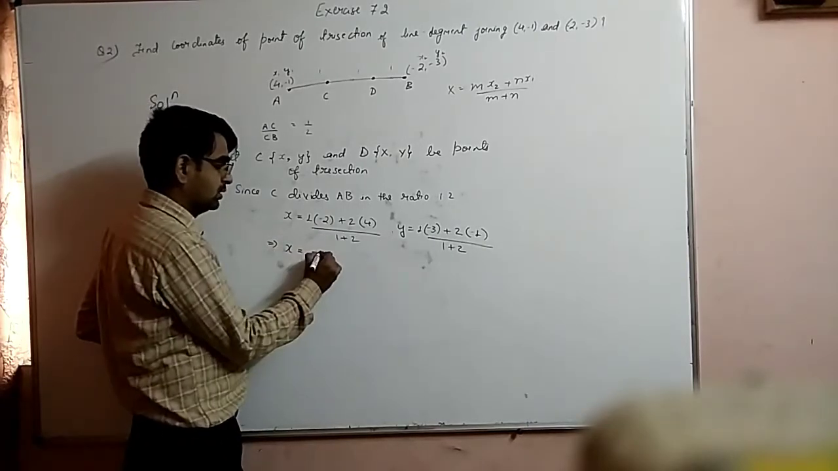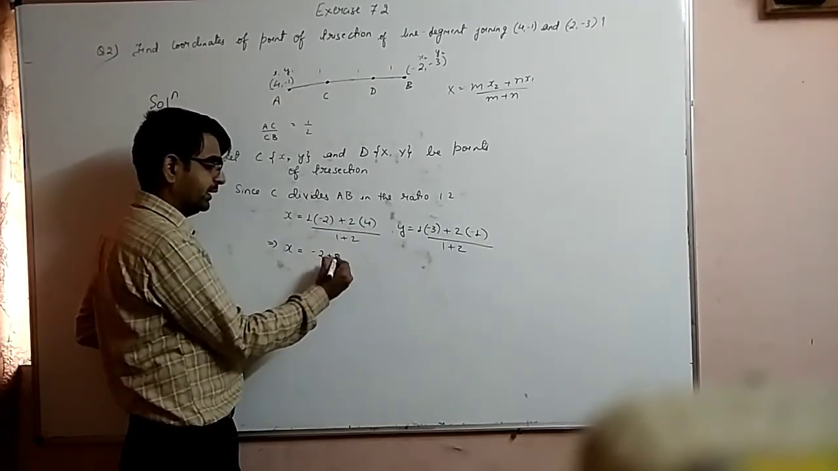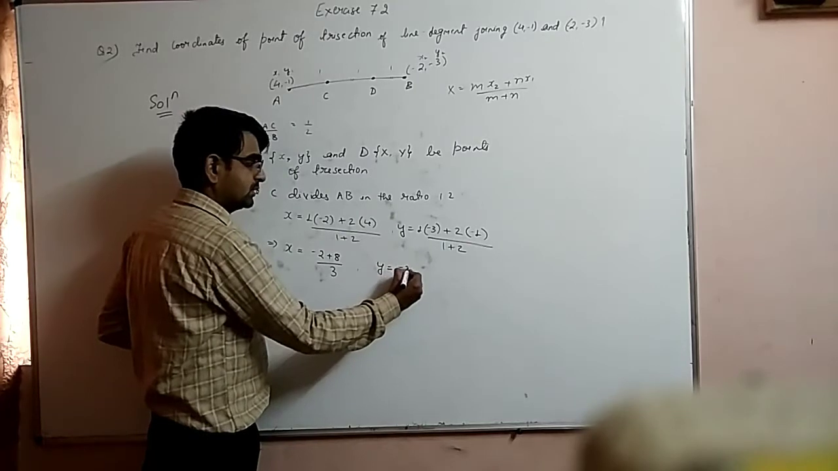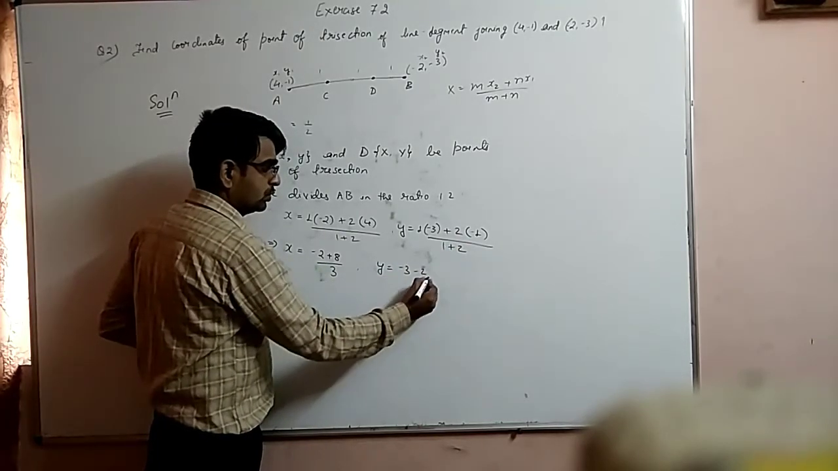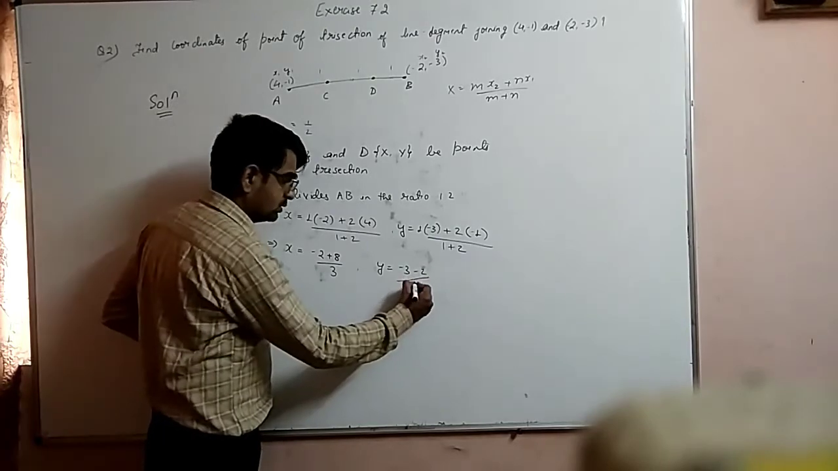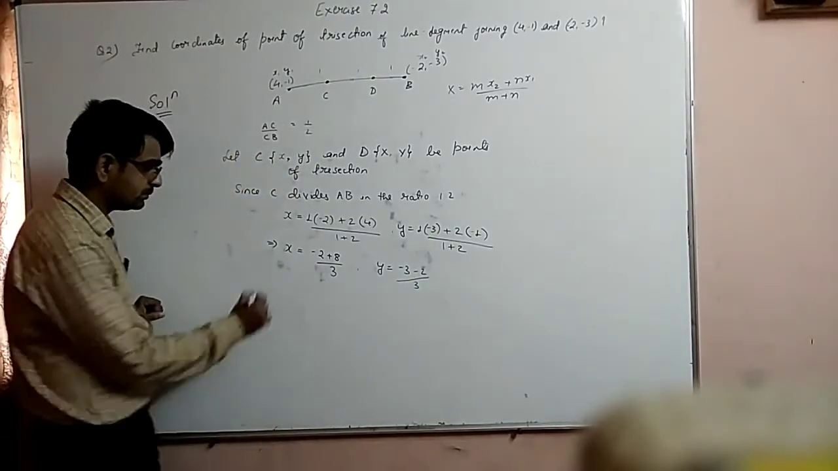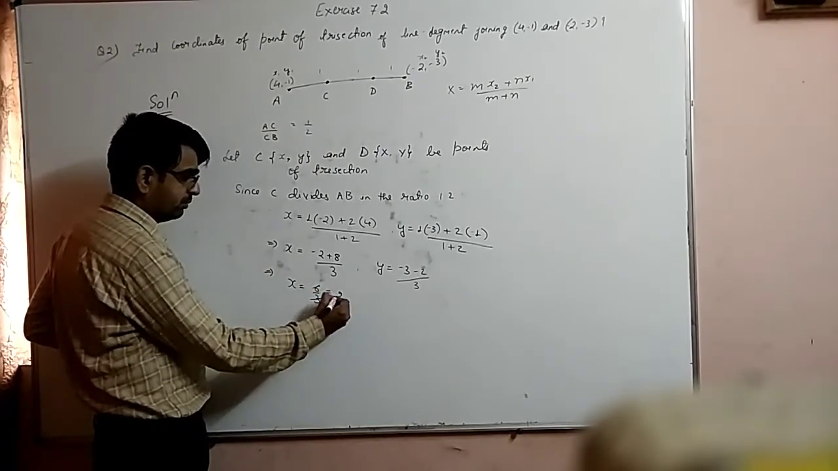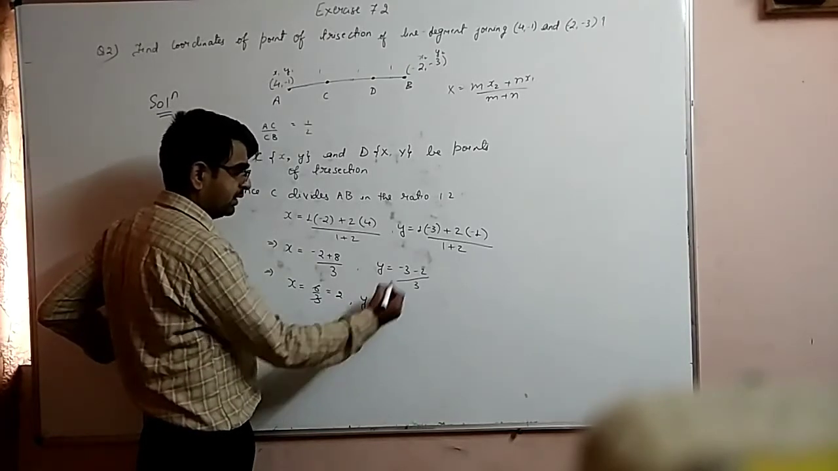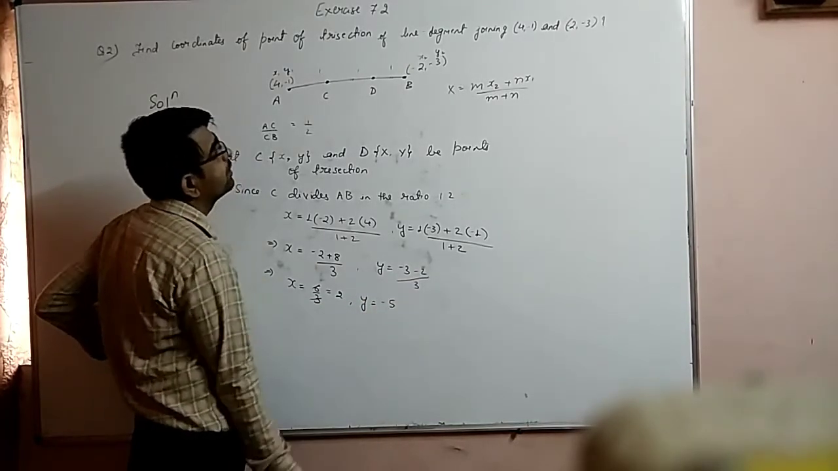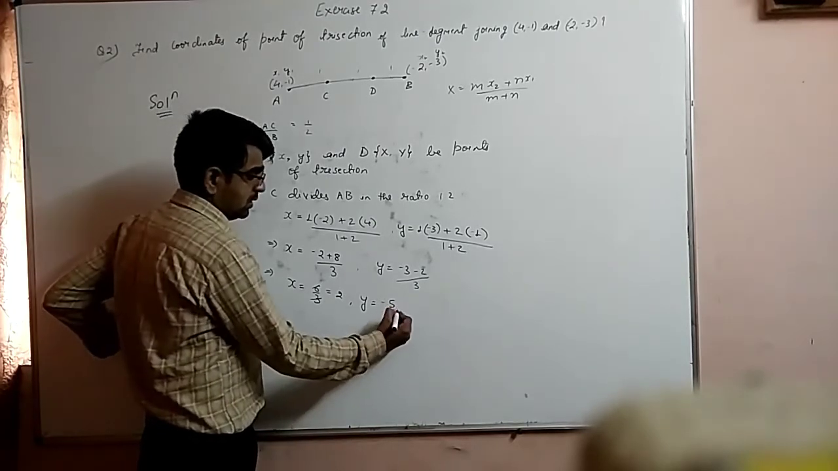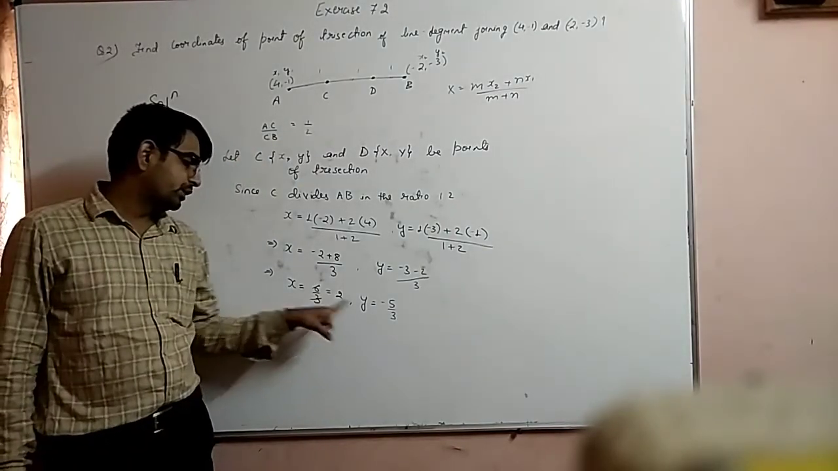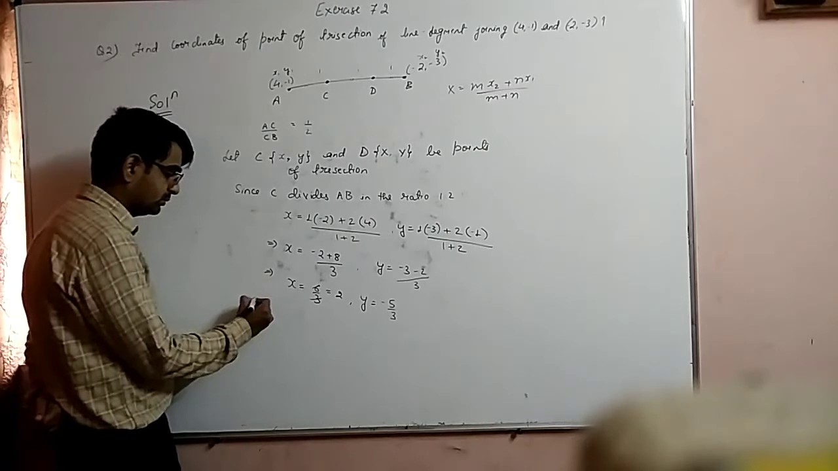Okay, what will I get? X is minus 2, 4 twos are 8, and 2 plus 1 is 3. Y is minus 3 minus 2 upon 3. So x will be 6 by 3, which will be 2, and y will be minus 3 minus 2, which is minus 5, and this is 3. So the coordinates of C will be 2 comma minus 5 by 3.